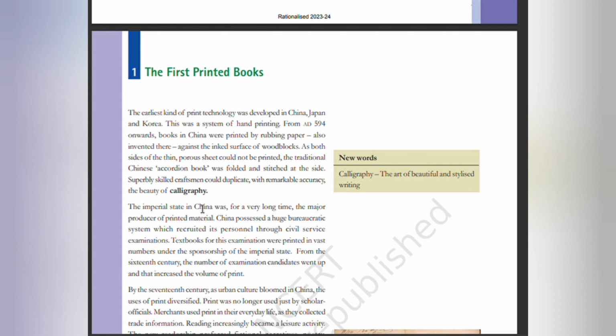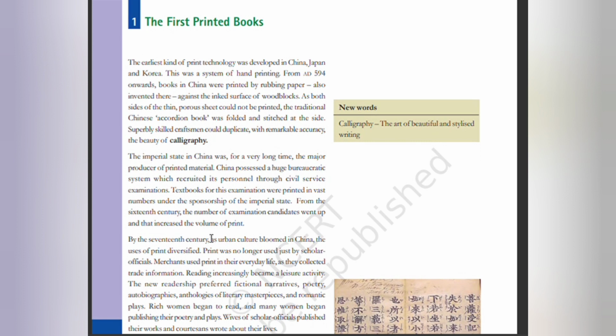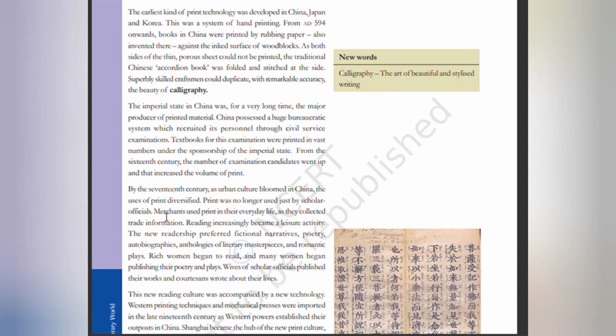The imperial state in China was for a long time the major producer of printed material. China possessed a huge bureaucratic system which recruited its personnel through civil service examinations. Textbooks for the examination were printed in vast numbers under the sponsorship of the imperial state. From the 16th century, the number of examination candidates went up and that increased the volume of print.